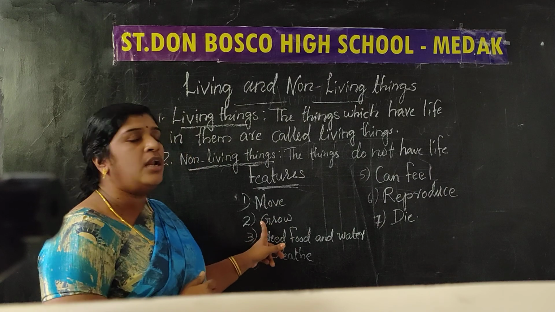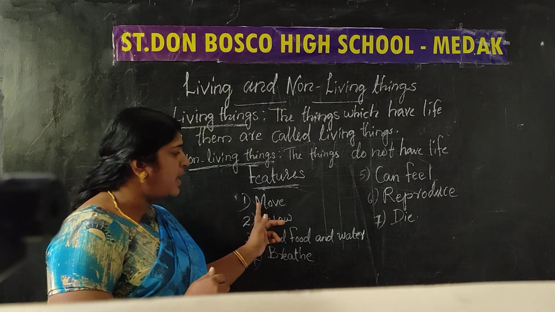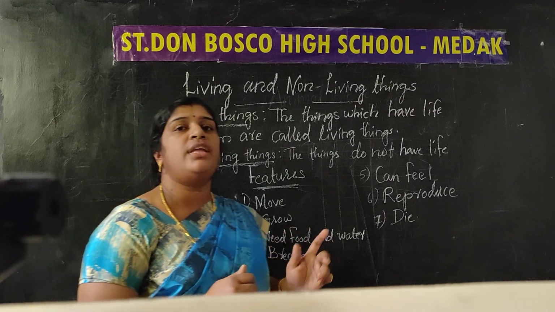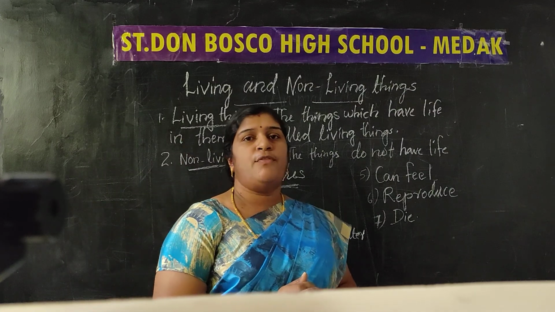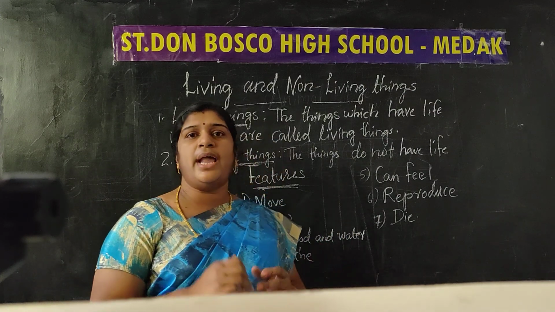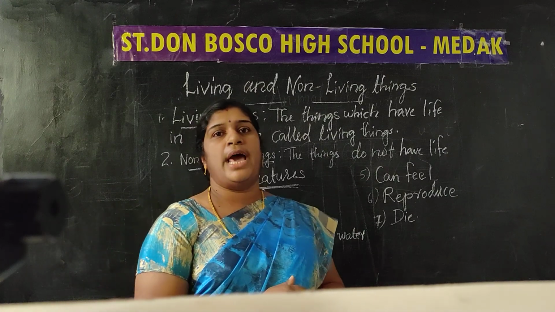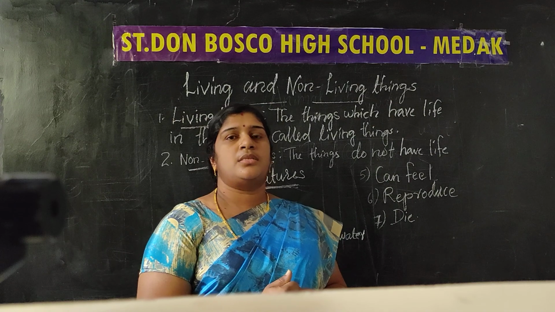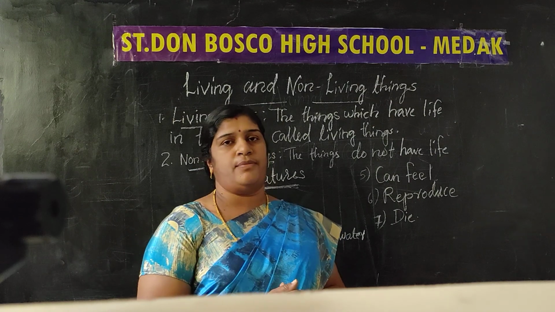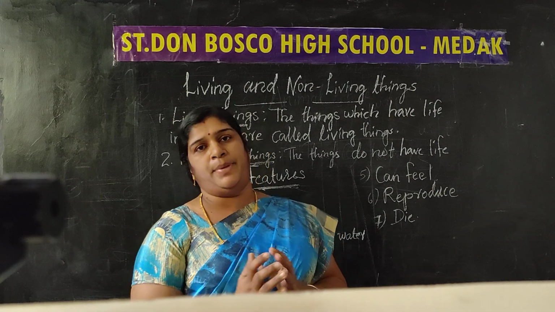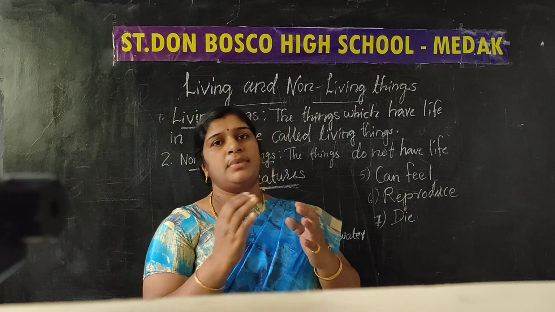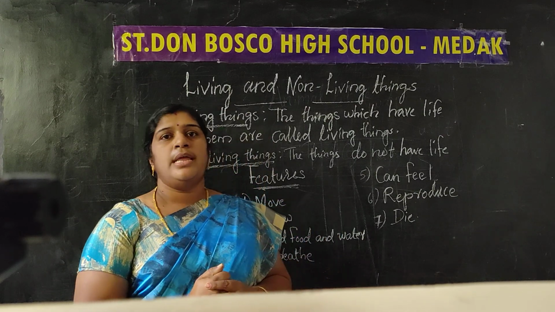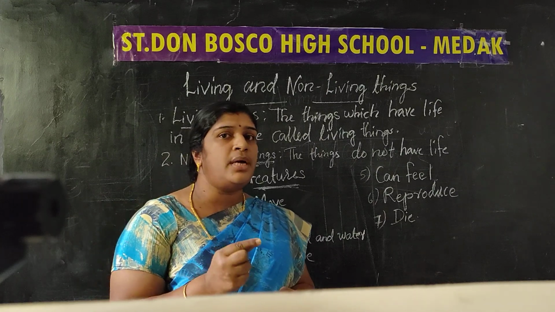Next feature, grow. So the first one, movement, is completed. Next one, grow. All living things grow. Before, you were babies. Now you are growing up. So we are also living things, so we are growing. Next, cow from calf, dog from puppy, cat from kitten. So animals also grow.